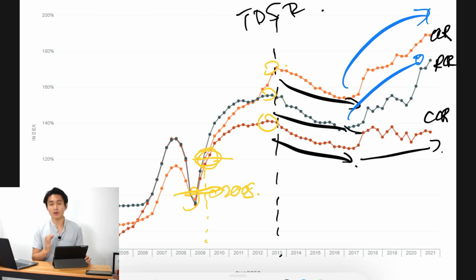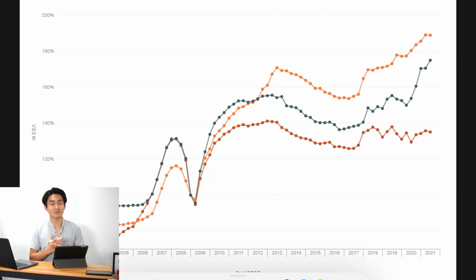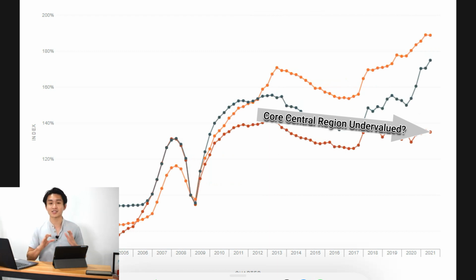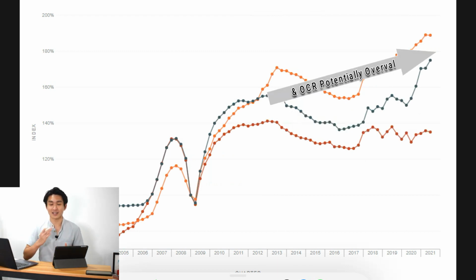But what we can take from this is that CCR, since 2013, till today, the price has yet to exceed its 2013 high. Whereas for RCR and OCR, you clearly have seen that prices have shot up way above what it was in 2013. Could this potentially mean that now in 2021, the opportunity lies more in core central region properties where prices are actually still relatively the same compared to its 2013 highs? Whereas for RCR and OCR regions, the prices have grown quite significantly compared to 2013 levels.